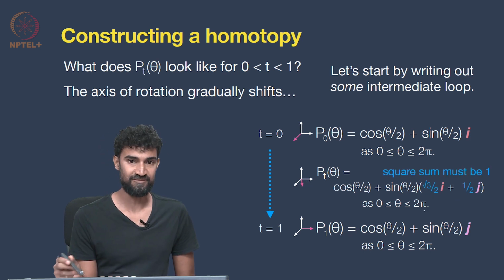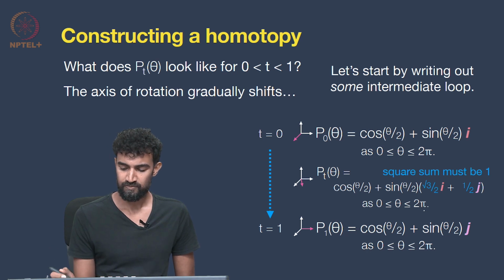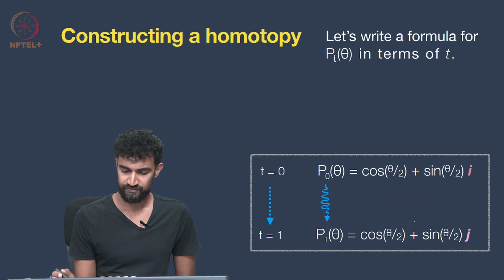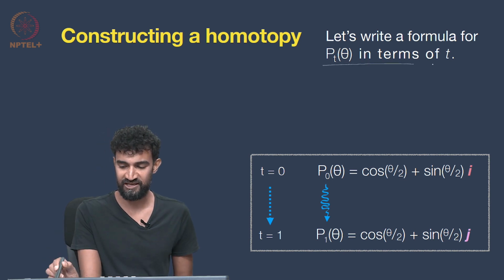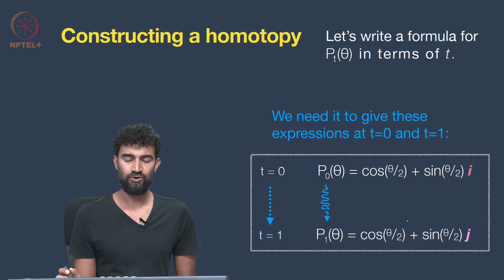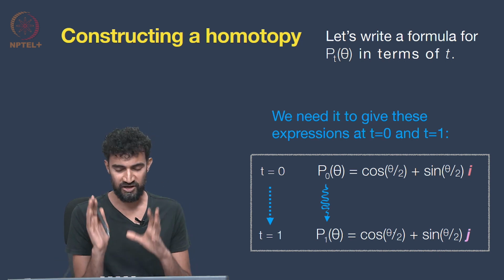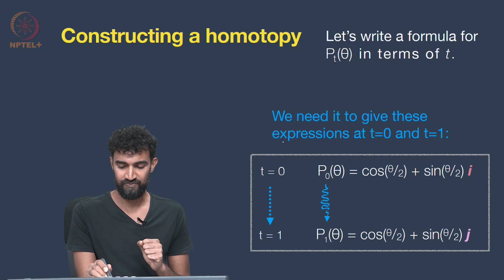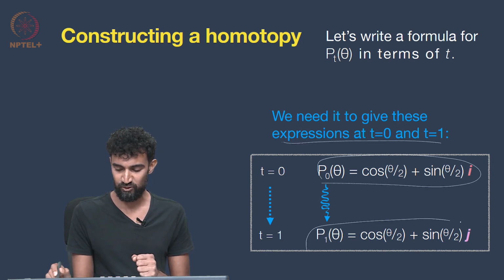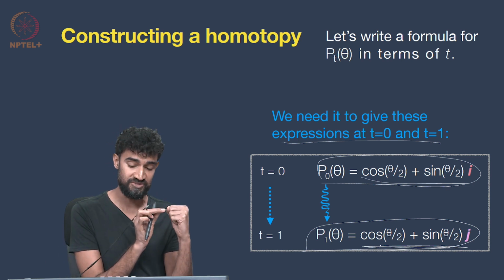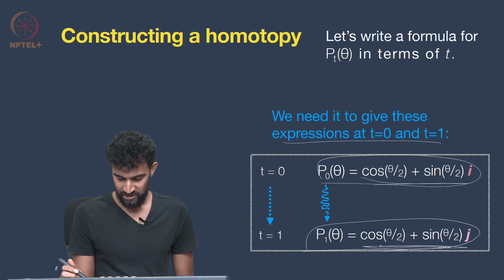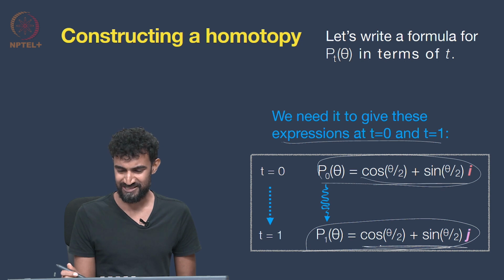Basically, the square sum has to be equal to 1 at every stage. All right, so let's now keep that in the back of our mind, and let's try and write a formula for pt of theta in terms of t. So let's just start from scratch. We need to give these following expressions at t equals 0 and t equals 1. We have to deform this expression into this expression as t goes from 0 up to 1. Okay, how can we possibly do that?